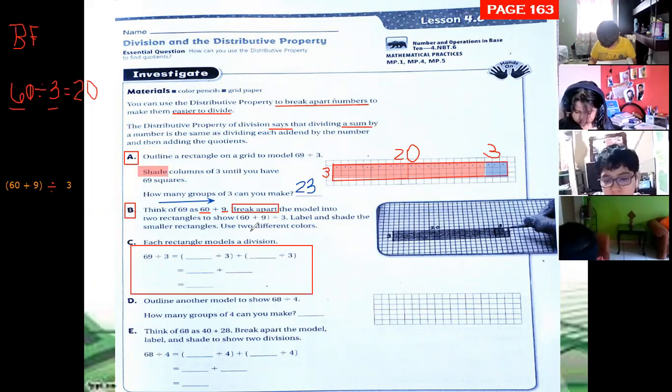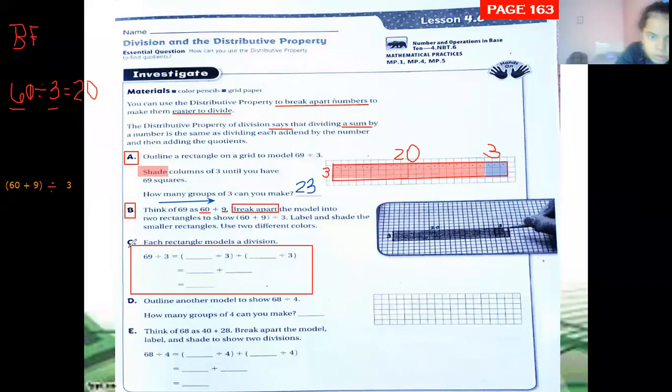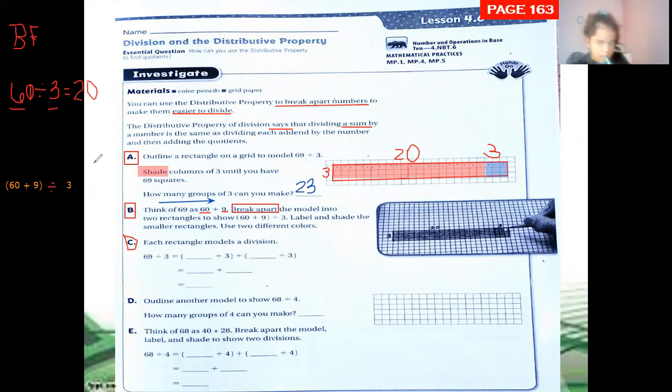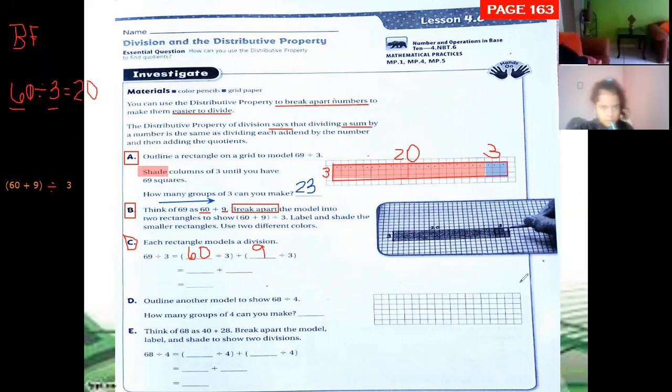Go ahead, Jose Enrique. Now, letter C. Each rectangle models a division. The number 69 was broken apart into 60 and 9. Now, these are the divisions that we have.